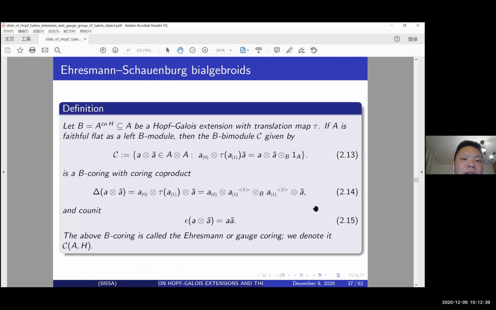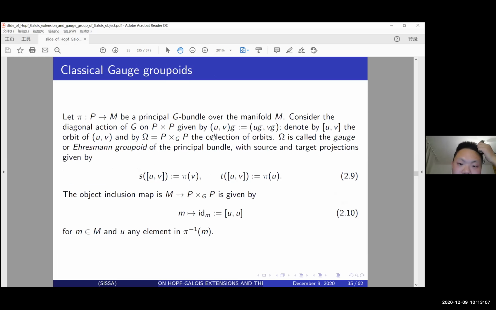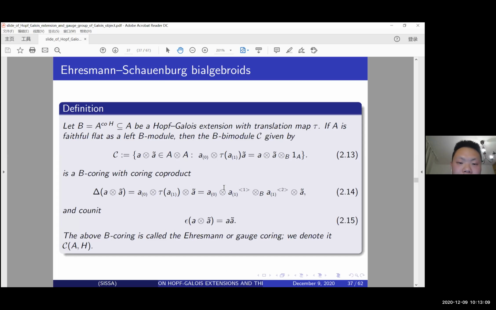This is also the so-called Ehresmann-Schauenburg bialgebroid associated to a Hopf-Galois extension. So assume this Hopf-Galois extension is faithfully flat as a left module. Then the bimodule C is given by 2.13 with the help of the translation map. And we can see later this is quite abstract compared with the classical definition of the orbit's collection. And we can also see this is equal to the subalgebra of coinvariants under the diagonal coaction.